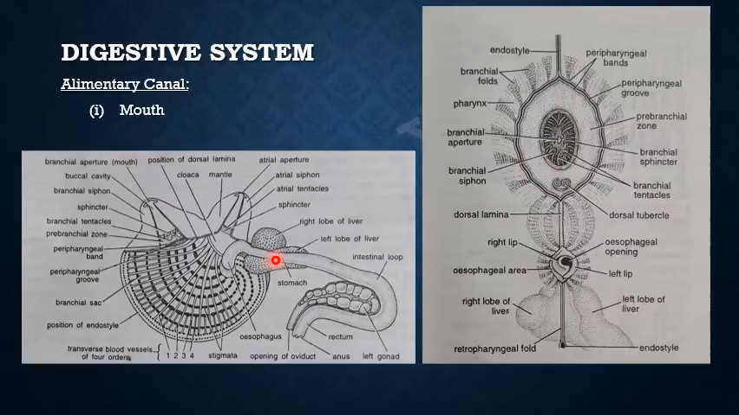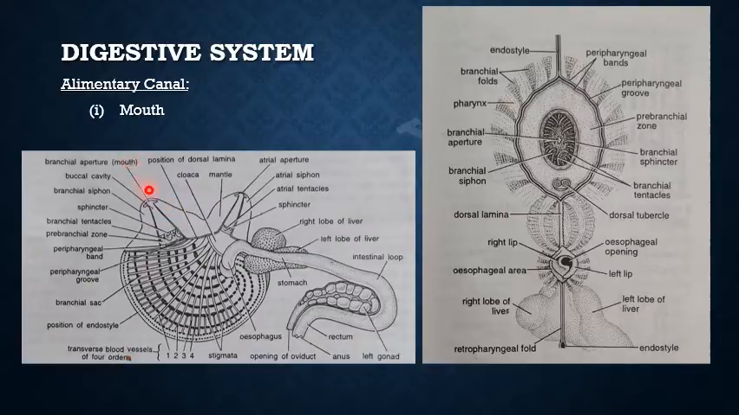Now if you watch the diagram properly one by one, you will see the organs in detail. There is the mouth, which is situated on the top of the branchial siphon. You already know that this is the branchial siphon and this is the atrial siphon. The branchial siphon, which marks the anterior part of the body, has a branchial aperture, and that aperture is guarded by 4 lips, and these lips are made up of extensions of the test.